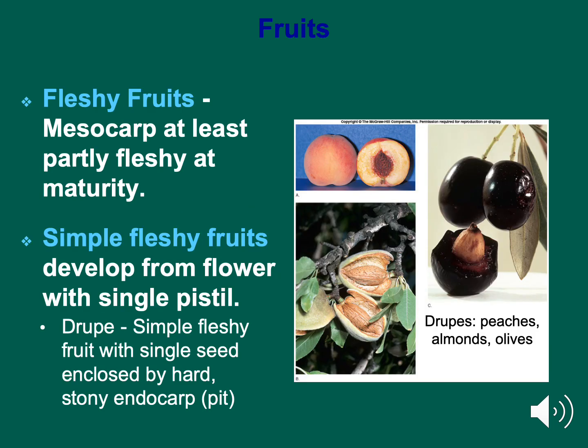Now, when we think of fruits, we most often think of fleshy fruits or fruits that have some moisture to them, like a peach. The simplest fruits are called drupes. A drupe is a fruit that has a single seed or pit inside. So this includes olives, avocados, peaches, and cherries.